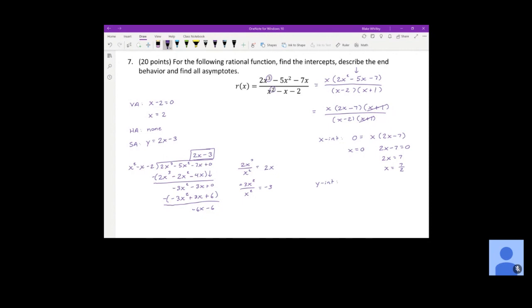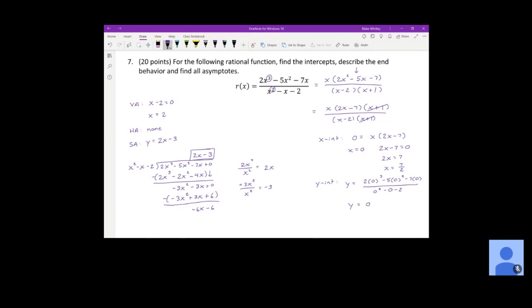Good. Let x equal 0. The easiest place to do that is probably back in the original. Okay, so if we do that now, that's going to be y equals 2 times 0 cubed minus 5 times 0 squared minus 7 times 0 all over 0 squared minus 0 minus 2. And so if we simplify all of that now, what's that going to give us? Just 0, right? Because the numerator is 0, denominator is going to be -2. 0 over -2 is just 0.